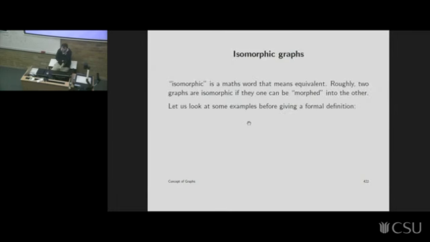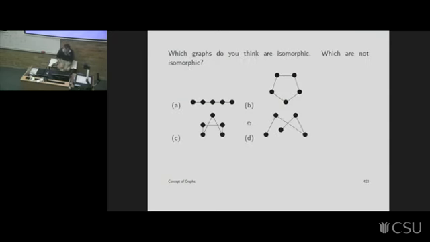Okay. So if two graphs are equivalent, we call them isomorphic, which is a very fancy word. Roughly, what that means is if you can morph or change one graph into another, then we'll call them isomorphic. I'll give a formulation in a second, but see if you can work out, I've got four graphs there. Give me a pair from those which are the same graph, essentially.